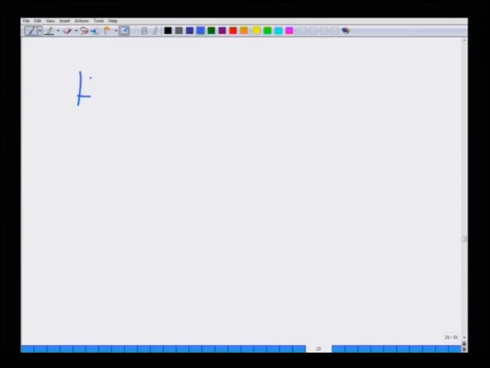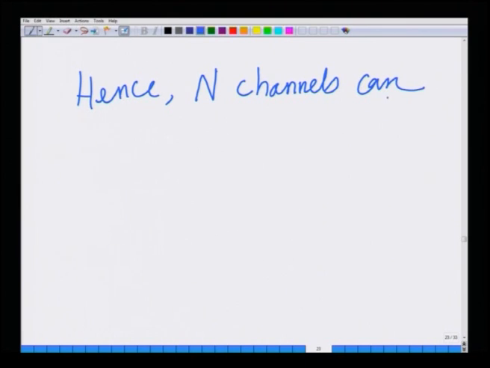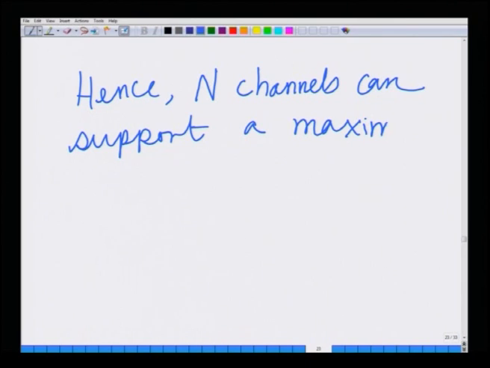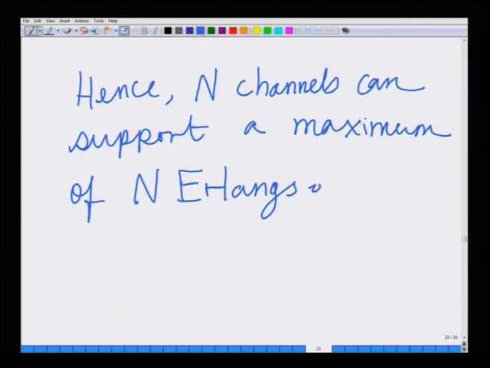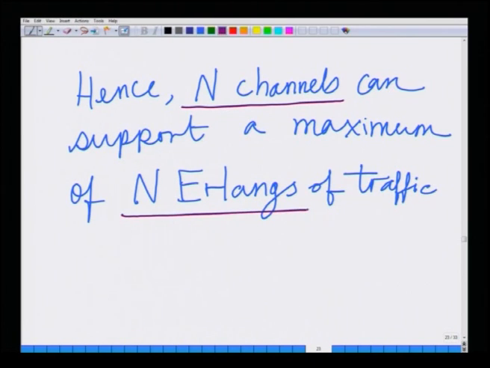Hence, n channels can support a maximum of n erlangs of traffic, which is essentially saying that if I have n channels, I can support a maximum of n erlangs of traffic. All right. So, that is how we measure traffic.